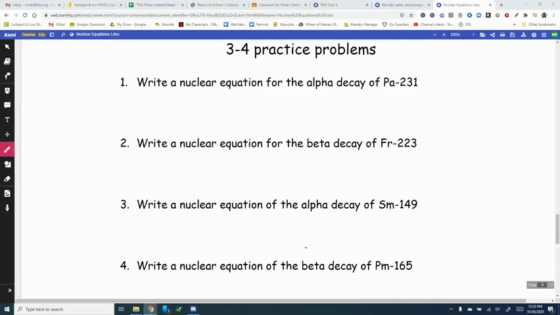All right, so we are going to do some nuclear equations today. So first thing we're going to do is write out a nuclear equation for the alpha decay of Pa231. So we are going to write Pa and then 231. That is the mass number that goes on the top left of the isotope notation.